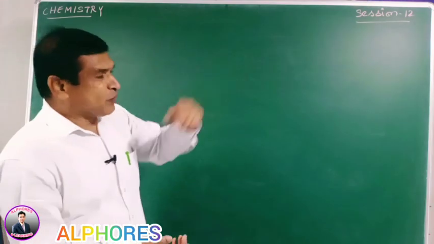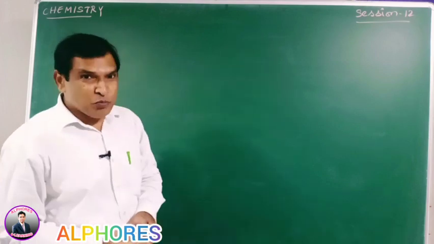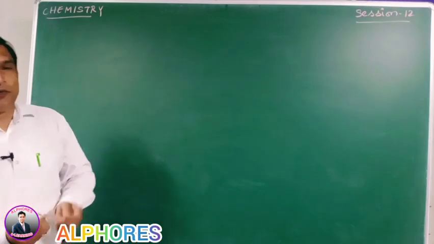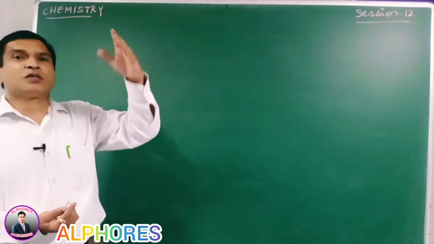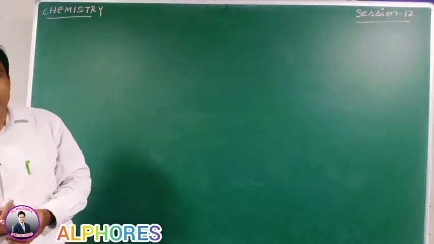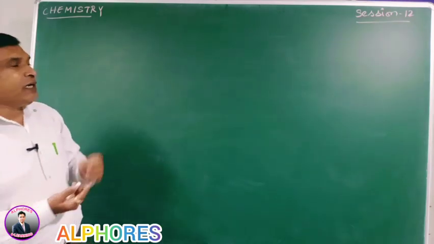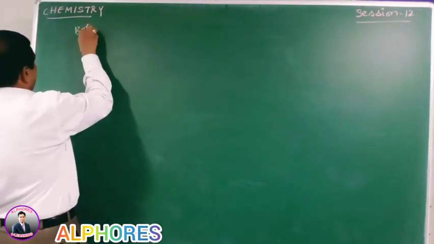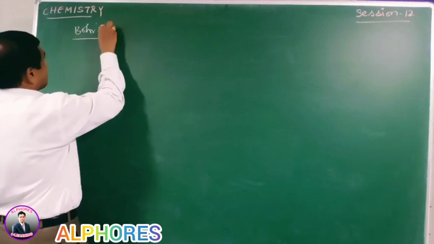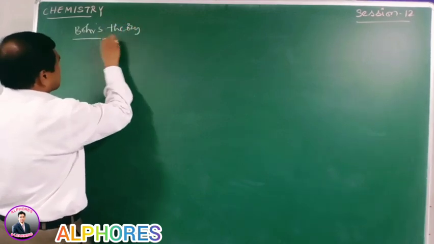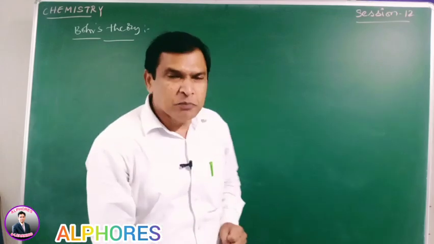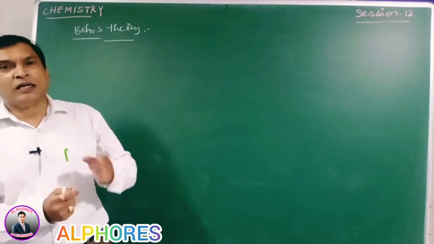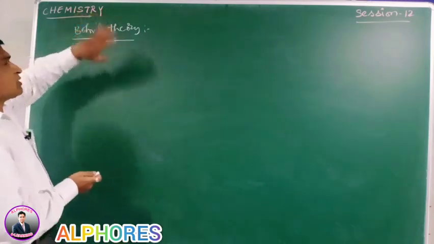In this 12th session, we are going to discuss some important concepts of Bohr's theory. In the earlier session, we had done the complete Bohr's theory, that is the postulates of Bohr's atomic model. Today let us revise all the postulates of Bohr's atomic model once again, see the important points, and then we can go to the derivation part. So, a quick revision of Bohr's theory.